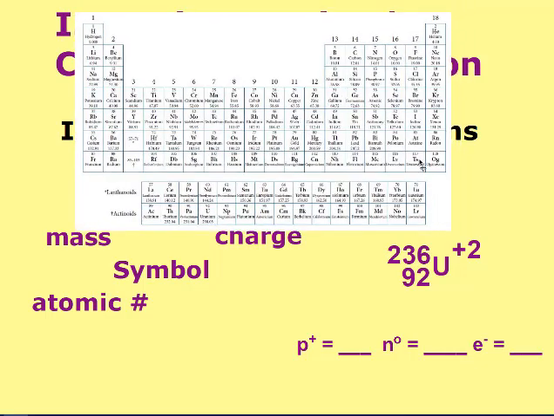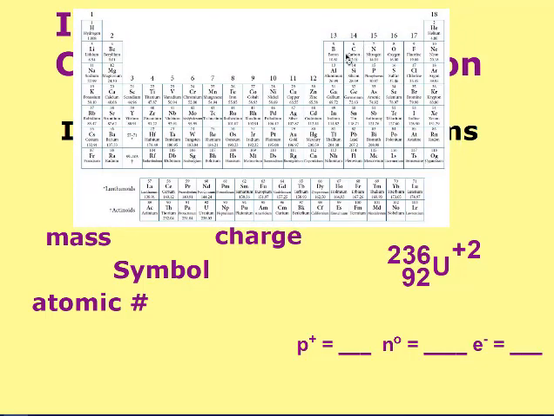It's a little confusing because if you look on the periodic table, we have average atomic mass on bottom and atomic number on top. The atomic number is always the smaller of the two between mass number and atomic number.